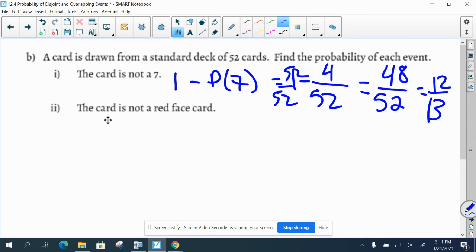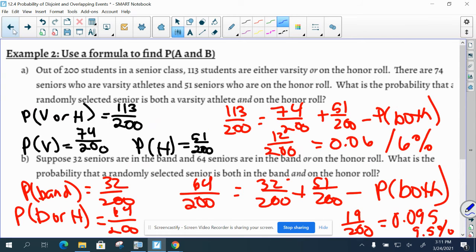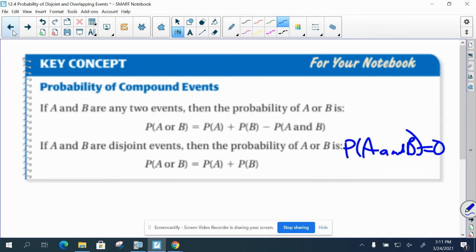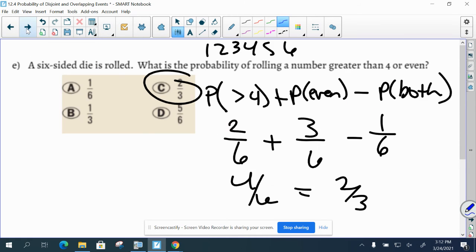And then the card is not a red face card. So the card is not a red face card. So how many face cards are red? That's the question. So here are the red cards. And then you've got 3 for hearts and 3 for diamonds. So that would be 6 out of 52.